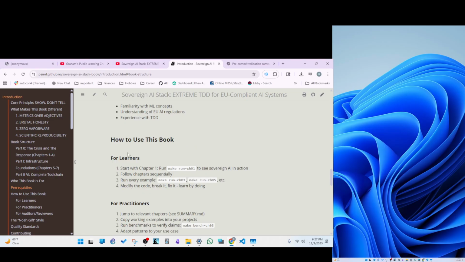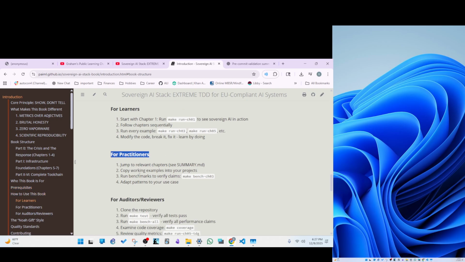All right, so how to use this book for learners. Number one, start with chapter one. Then run make chapter one to see sovereign AI in action. Follow chapters sequentially. Run every example. Modify the code, break it, fix it, learn by doing. For practitioners, so I'm a learner, I'm not putting this in practice quite yet. Number one, jump to relevant chapters. See summary.md. Copy working examples into your projects. Run benchmarks to verify claims. Adapt patterns for your use case.